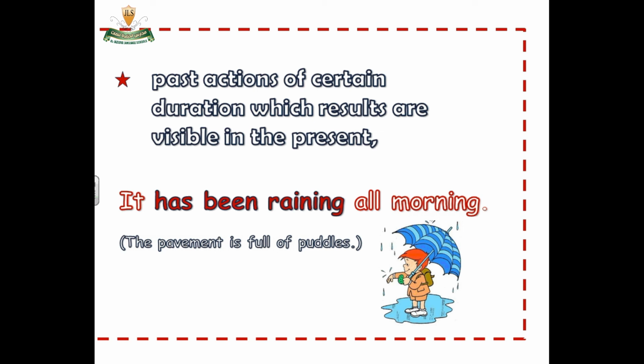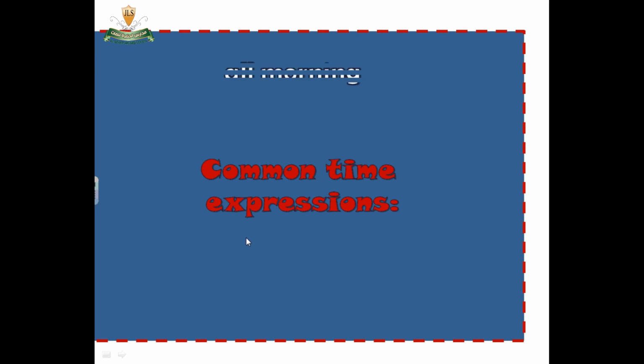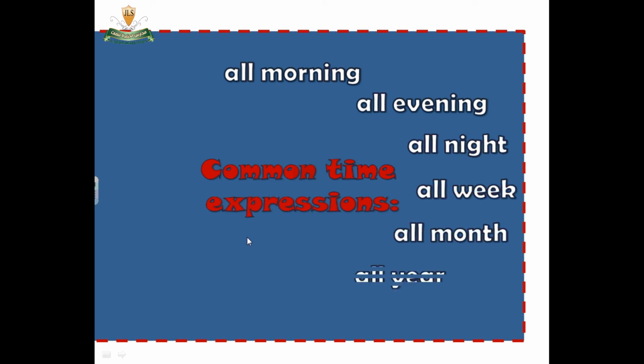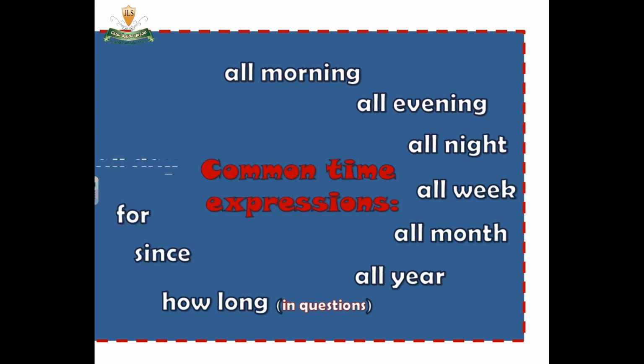So when I have a certain duration, I use the present perfect continuous tense. The common time expressions are all morning, all evening, all night, all week, all month, all year, how long, and I use how long in questions. Since, for, all day, all afternoon. If you notice here, it's a certain duration. All morning, it's a duration in the morning. All evening, happening in the evening. All night, all week, month, year, day, afternoon. So, a certain duration.